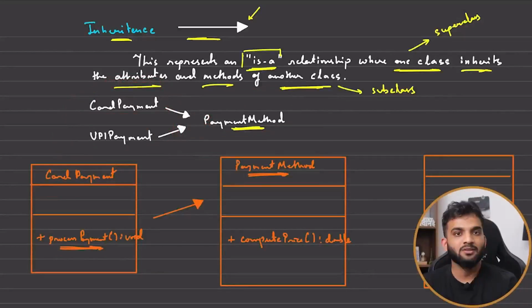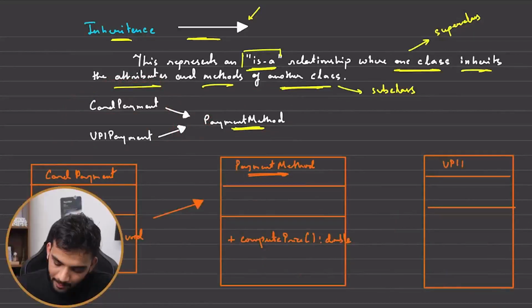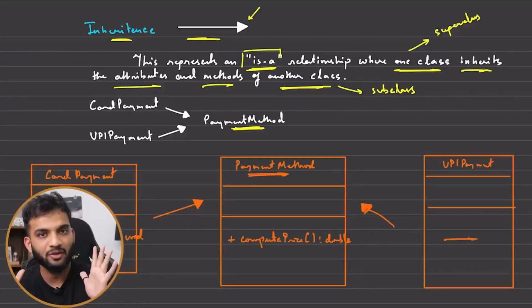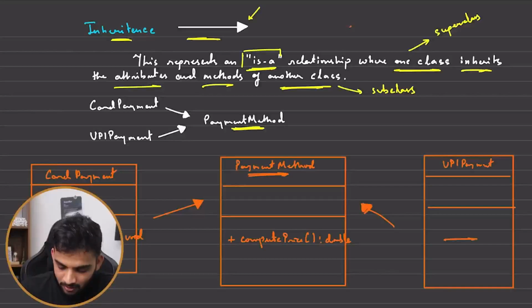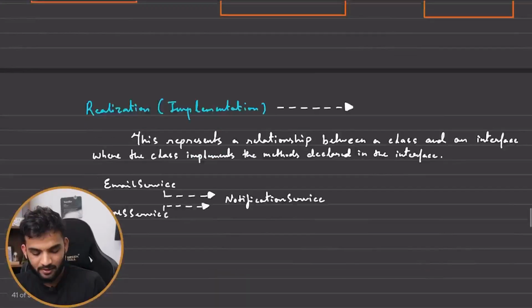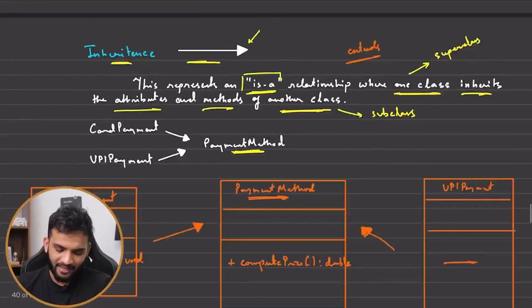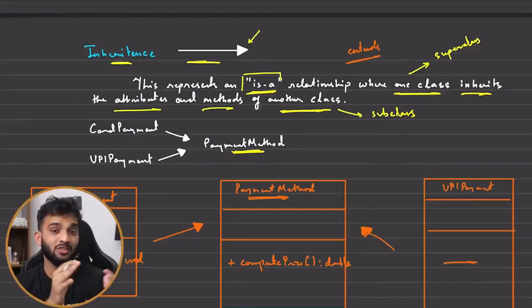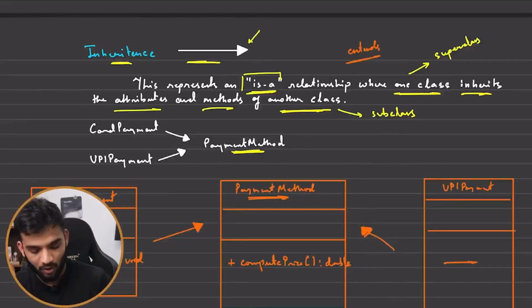Got it? So similarly, you can have a UPI payment as well, and it will have the same process payment, and thereby it's going to also inherit this particular thing. Perfect. I think we have understood inheritance, and typically the extends keyword is used in order to inherit the attributes and methods. I have taught inheritance in extreme depth in the object-oriented programming lectures. Please go back and watch it if you do not recall them.